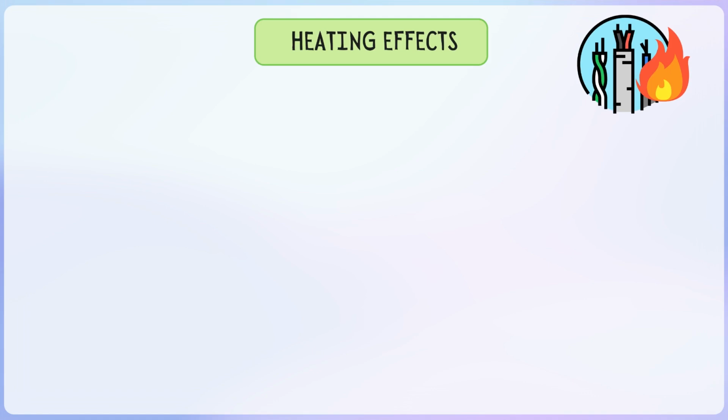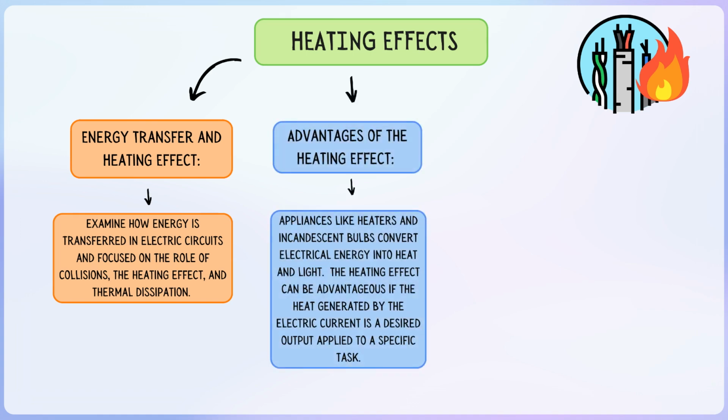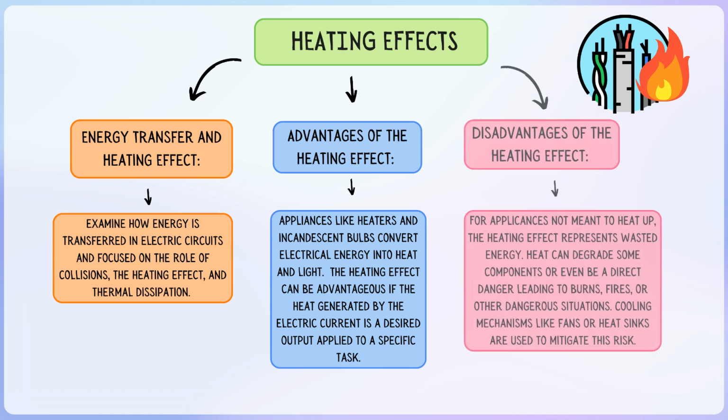In today's lesson, we examined how energy is transferred in electric circuits and focused on the role of collisions, the heating effect, and thermal dissipation. We discussed how electrical energy is converted into other forms of energy as electrons move through a circuit. We also covered the heating effect of electrical current, which explains how appliances like heaters and incandescent bulbs convert electrical energy into heat and light. We also considered the disadvantages of heating effects, including how degradation of components by the heating effect can lead to risk of danger.